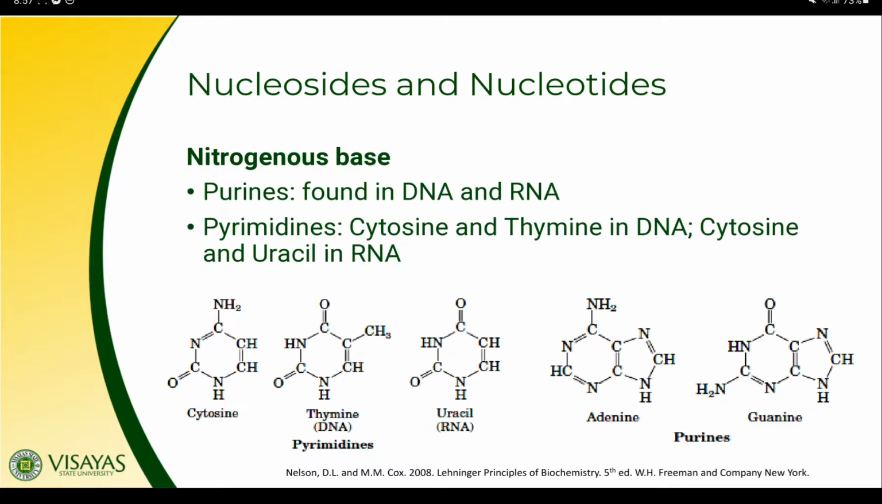So these are the 5 nitrogenous bases which we can find in our system. For the pyrimidines, in DNA we have thymine and cytosine. Whereas in RNA, we still have cytosine, and instead of thymine, we have uracil. For the purine bases, these are found in both DNA and RNA.